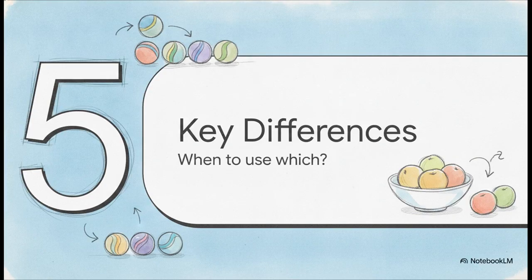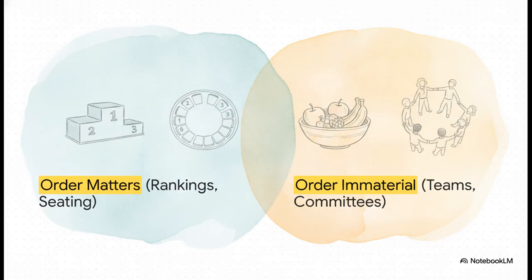All right, let's lock this in with part 5, key differences. Okay, let's dive into this side-by-side comparison because this is the ultimate conceptual bridge. Draw a hard line in your mind right now. On the left, we have permutation. Order matters. You're going to use this for rankings, seating arrangements, or passwords. I mean, a password of 1, 2, 3 is a totally different beast than 3, 2, 1, right?